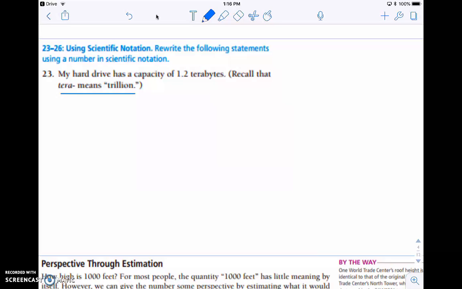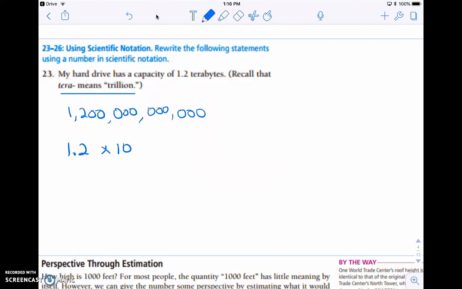Well, so again, terabytes is in the trillion, so if I were to write this number out, that's going to be billions, millions, thousands, and then hundreds. So it's going to be 1.2 times 10. It's going to be a positive power because of all those zeros. You're going to think how many times I'm going to have to move this decimal. So if I were to start here, it would be 1, 2, 3, 4, 5, 6, 7, 8, 9, 10, 11, 12. So you have 1.2 times 10 to the 12th.